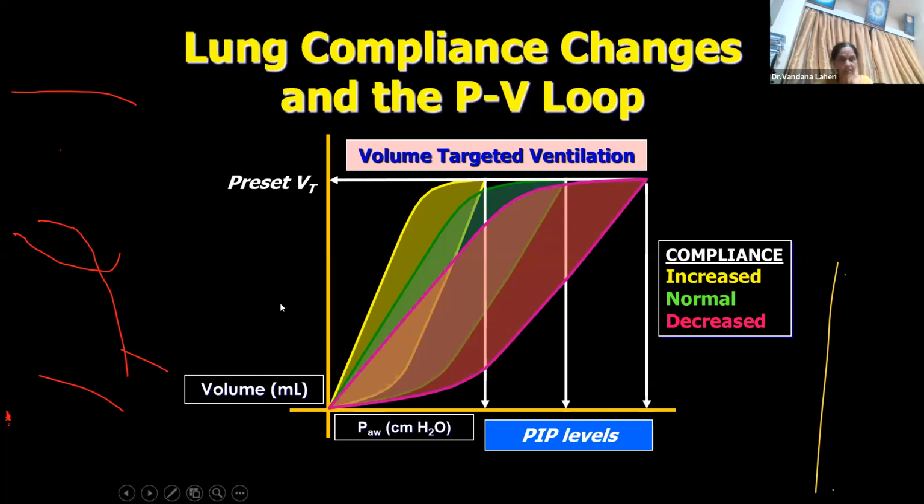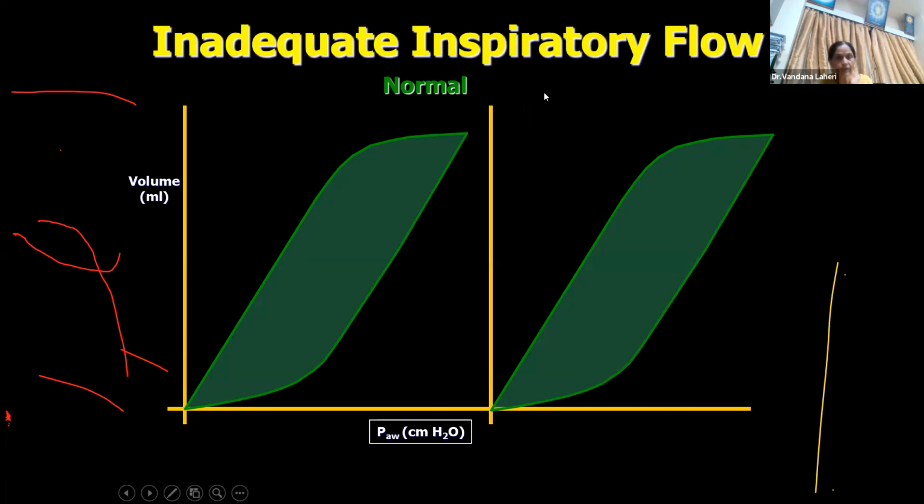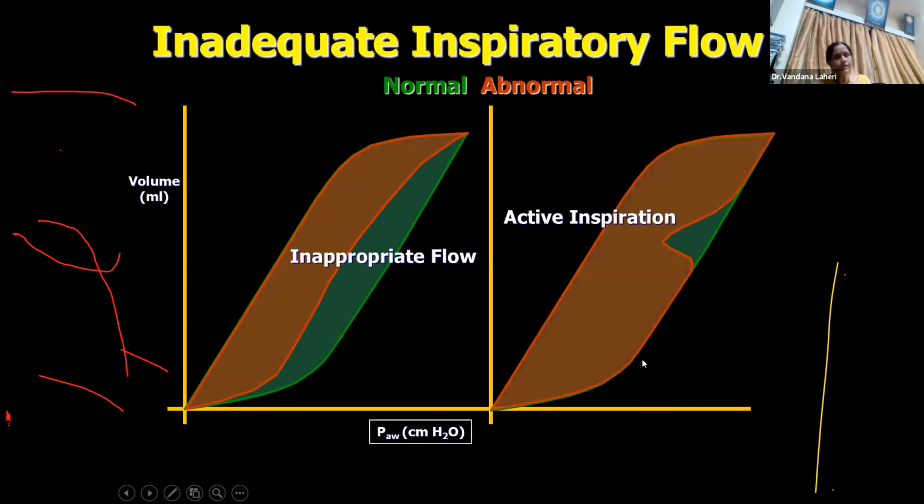With a volume targeted ventilation, this is where inspiratory flow is less. This is how it will happen. And this is active inspiration. Your inspiratory flows are okay, but suddenly the patient wants to breathe more. So you'll get a dent like this on this pressure volume curve.